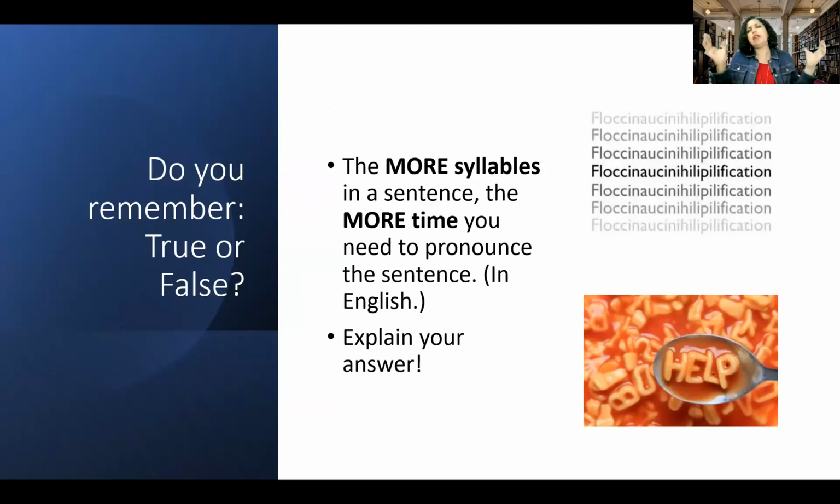Here, this is for general purposes. This question is about if you remember that the more syllables that you have in a sentence, not just in a word, but in a sentence, the more time it takes for you to pronounce the sentence. Do you think that's correct? Do you think that's true, or that's false? I'm giving you an open question so that you can participate. So please give us an answer, and give us some of your thoughts.